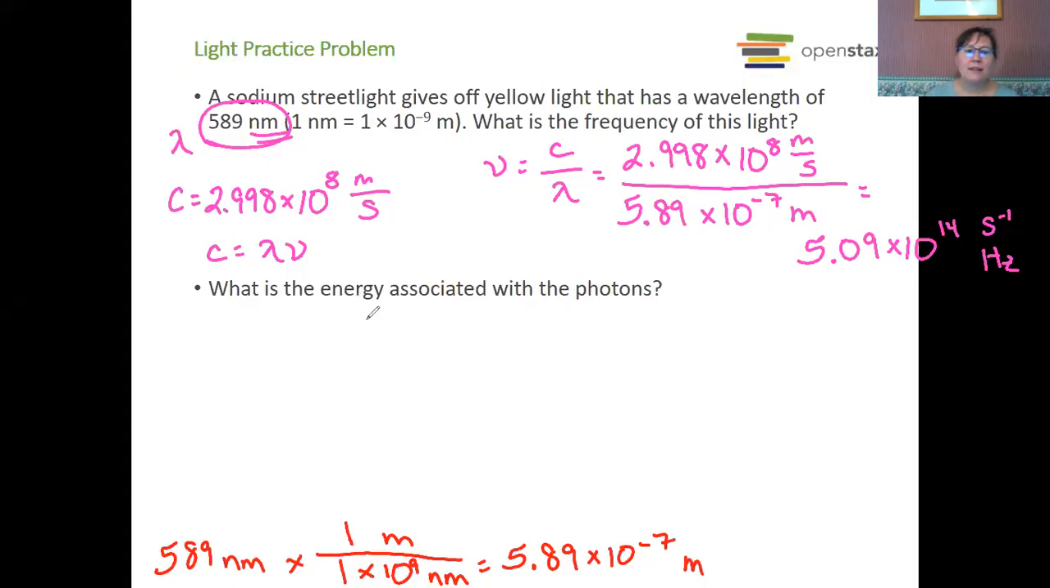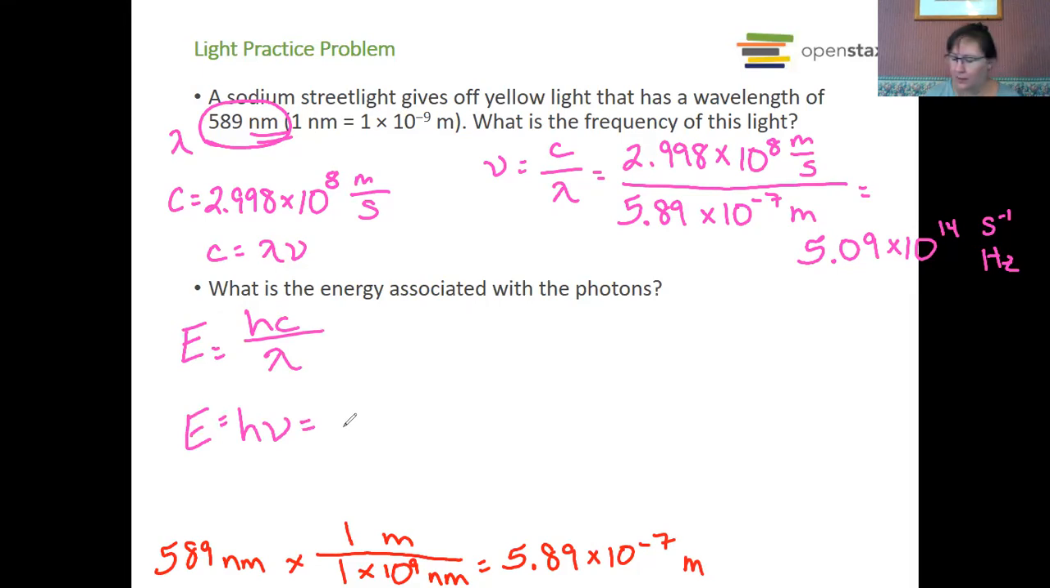All right, so now let's take a look at the energy associated with these photons. We had a couple of things. We could use E is equal to hc over lambda, or E is equal to h nu. I could use this 5.89 times 10 to the -7th meters if I wanted to, but since I've calculated nu, I might as well use it.